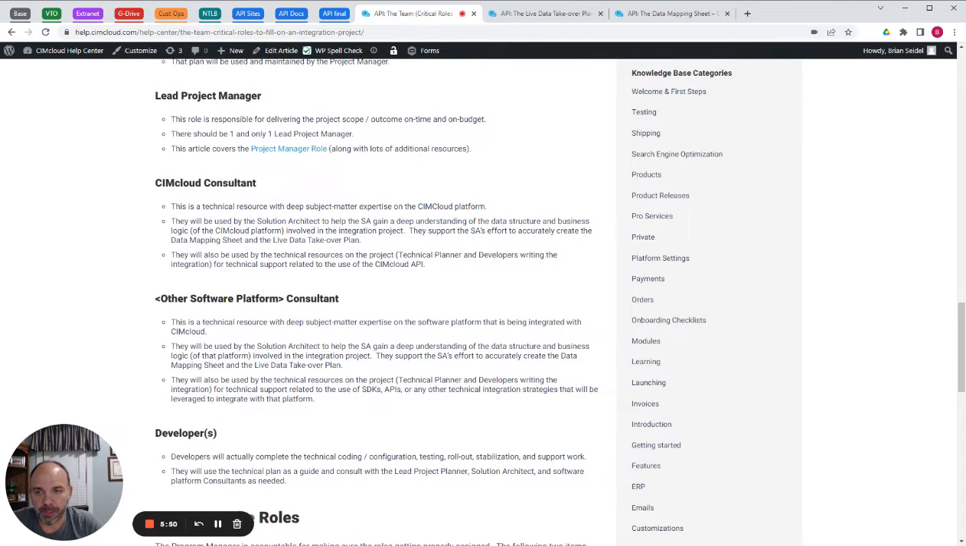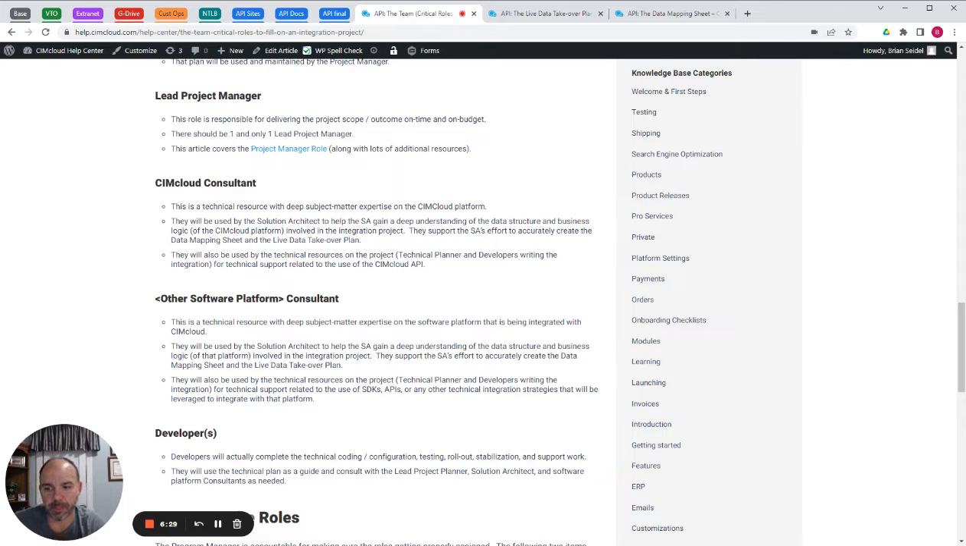And then for integration projects, we recommend having a CIMcloud consultant. This should be mandatory, at least getting an allowance with a deep subject matter expertise on the CIMcloud platform. They're going to help the solution architect. In the analogy that I give, if you're integrating two platforms, one speaks French, the other one speaks German. The solution architect is fluent in both languages, and they can get into the deep nuances of each language with the consultant who has the deep PhD level understanding of those languages. That's what the consultants are going to do.